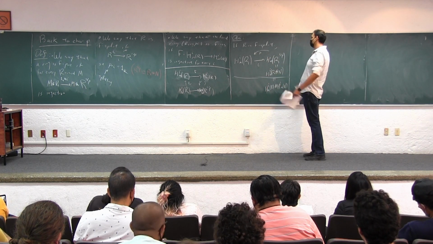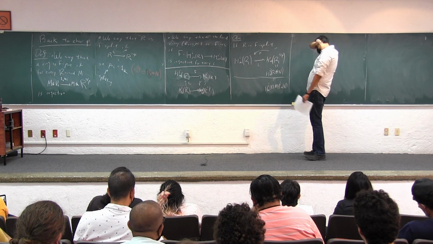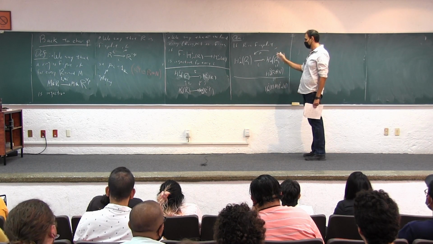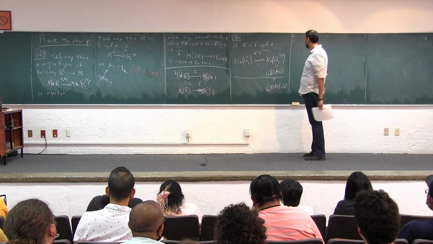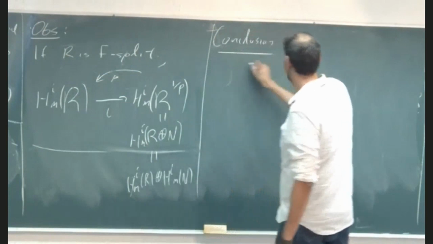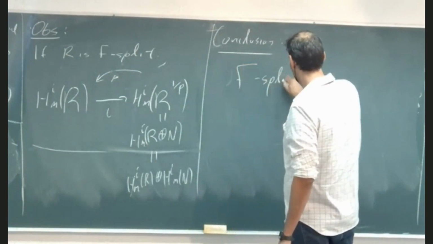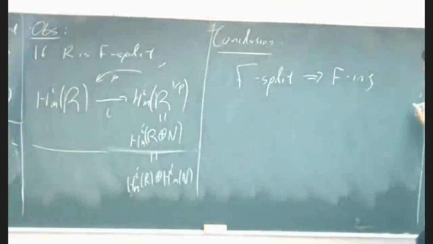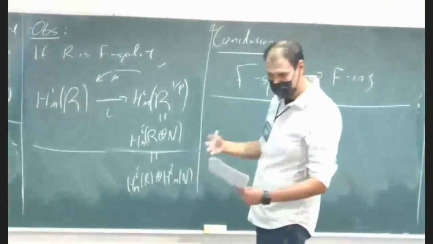What I'm saying with local cohomology is that I'm proving that F-split implies F-injective. I want to prove that F-split implies F-pure. But anyway, conclusion: F-split implies F-injective. Okay, now let's do the one I wanted to do.